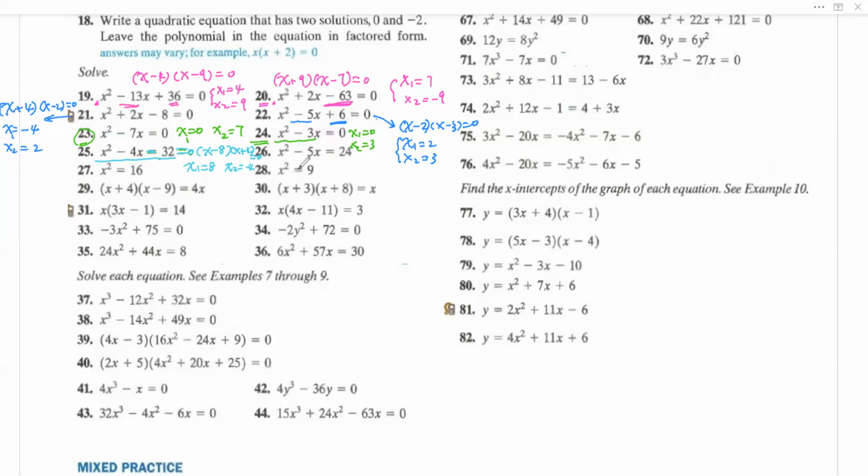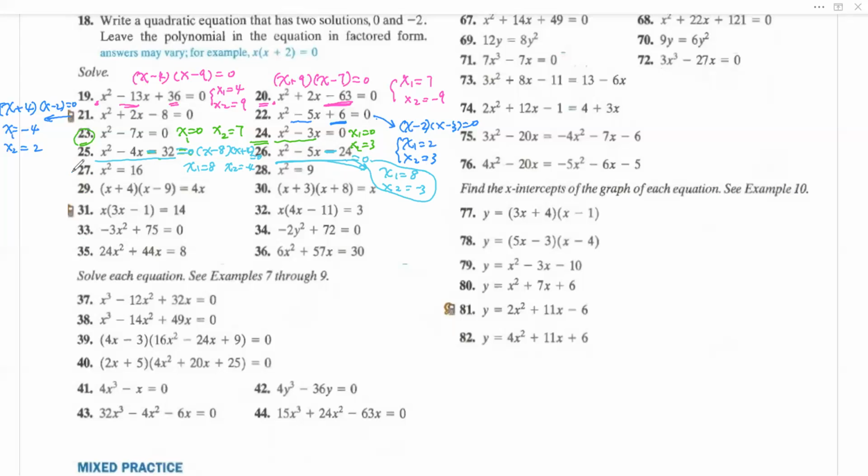All right, 26. We move to one side first. So here it became minus 24 equals 0, right? So what do we got? Minus 8 plus 3, right? Minus 8. So actually, one of them is 8, and the other is negative 3. You guys can think about that one.